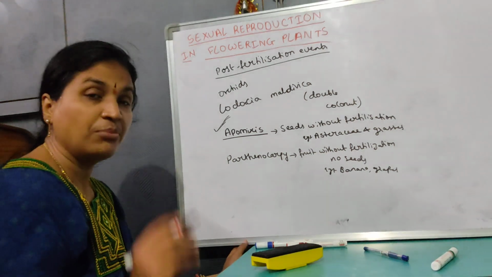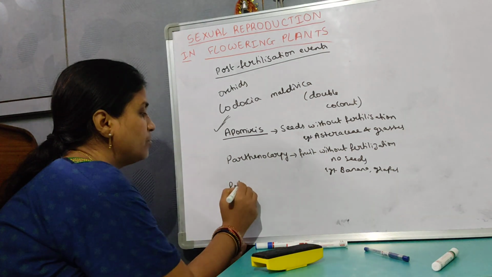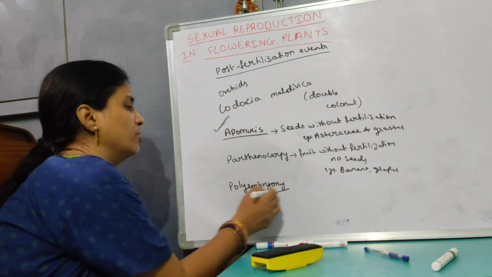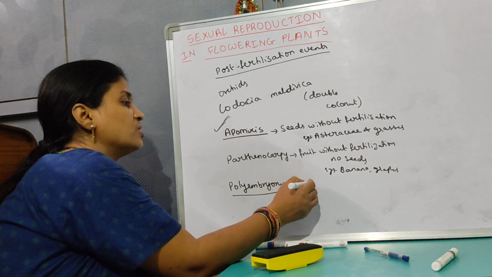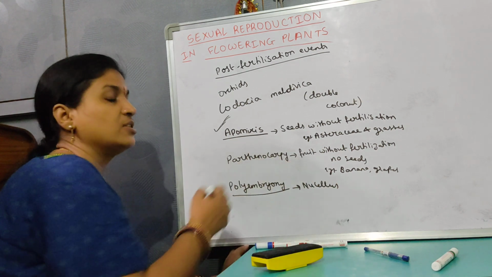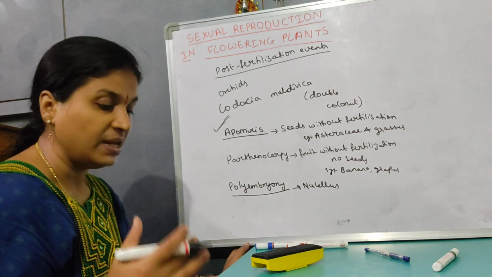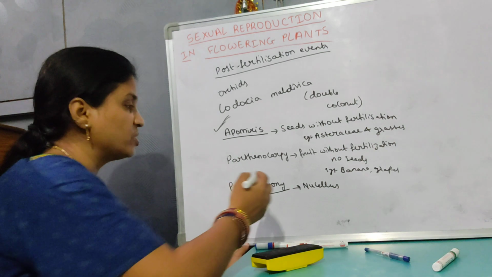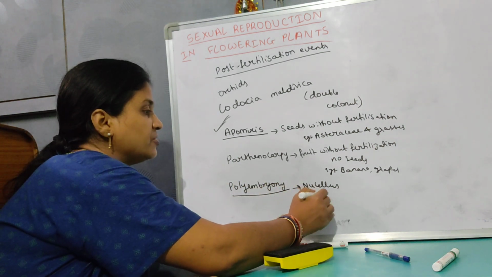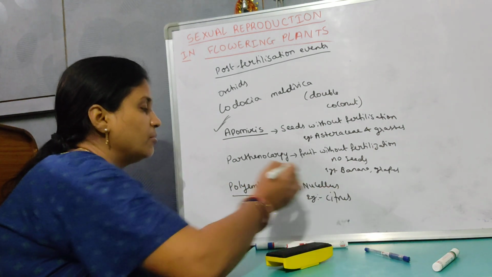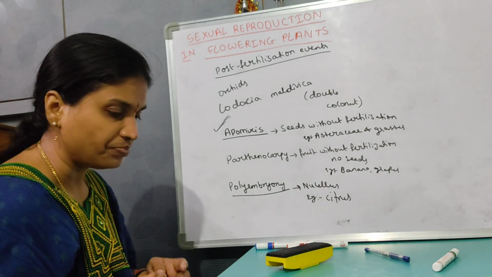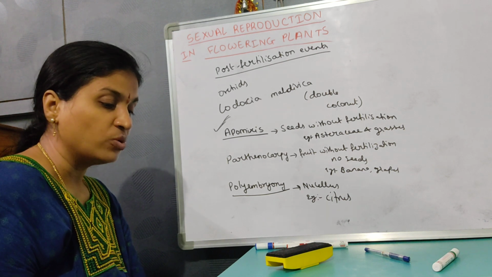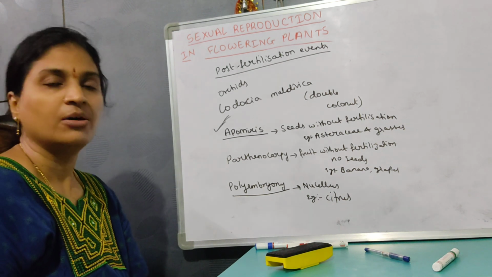One more thing is polyembryony, where many embryos are formed. Here many embryos are formed from the nucellar cells. It is also called nucellar polyembryony. Many embryos are formed around the embryo sac. It is present in citrus. Polyembryony can be observed in citrus. Each ovule contains many embryos. The occurrence of more than one embryo in a seed is referred to as polyembryony.